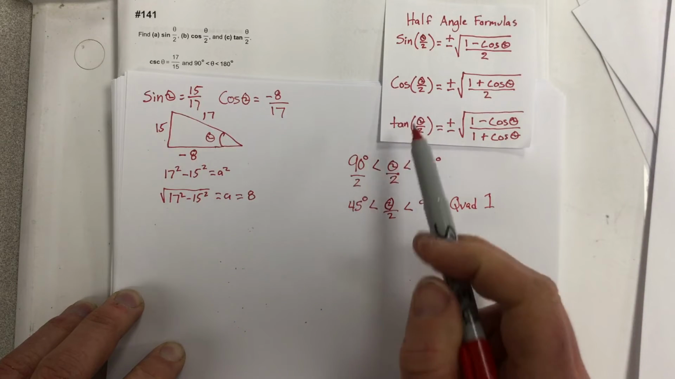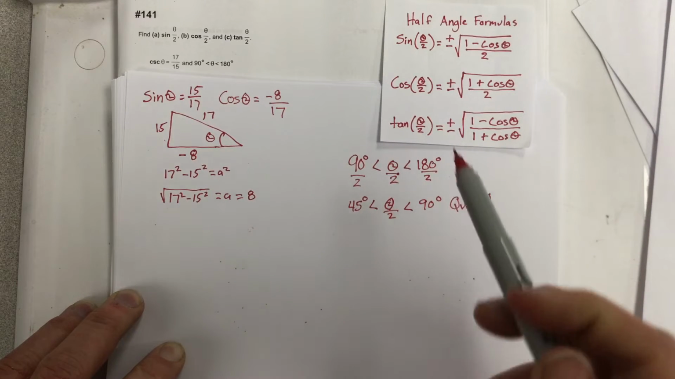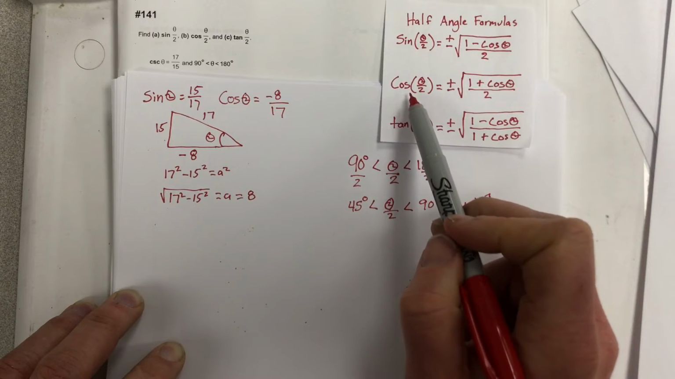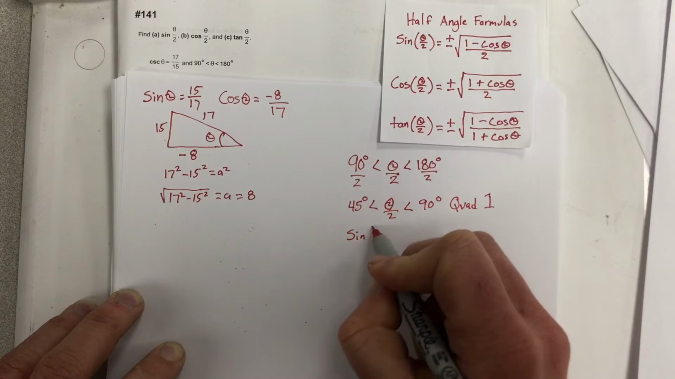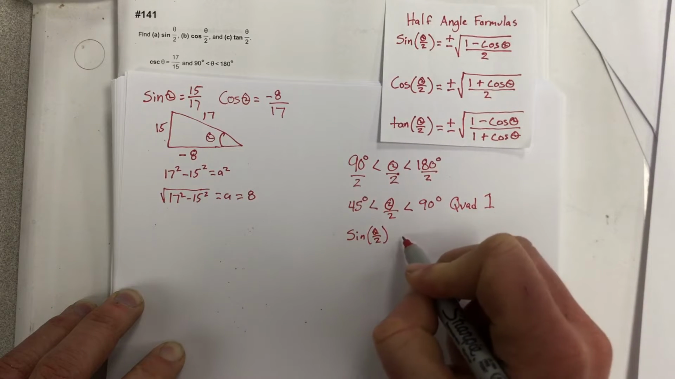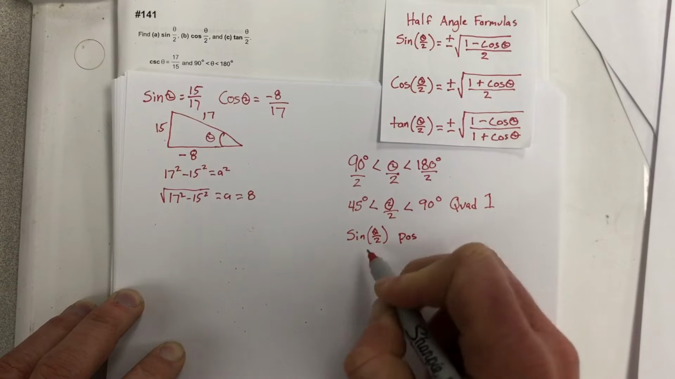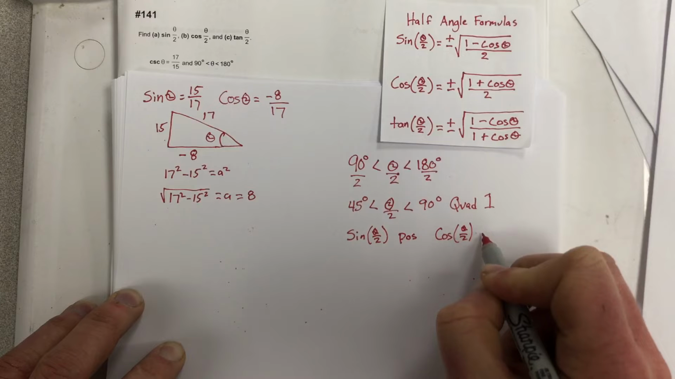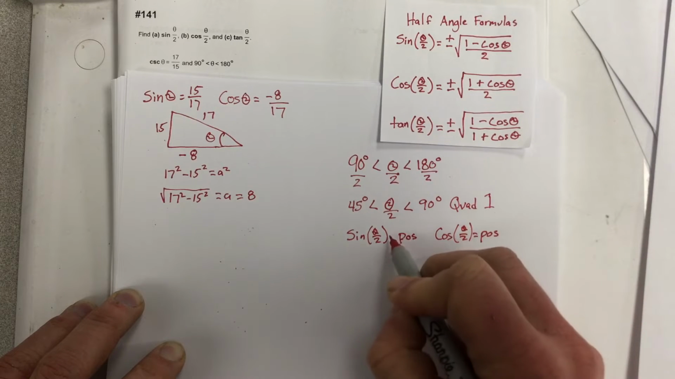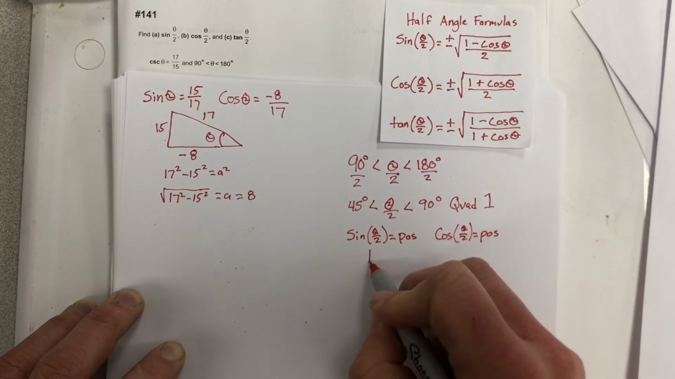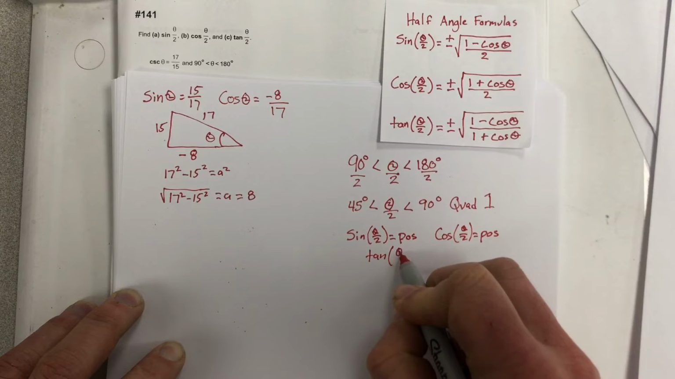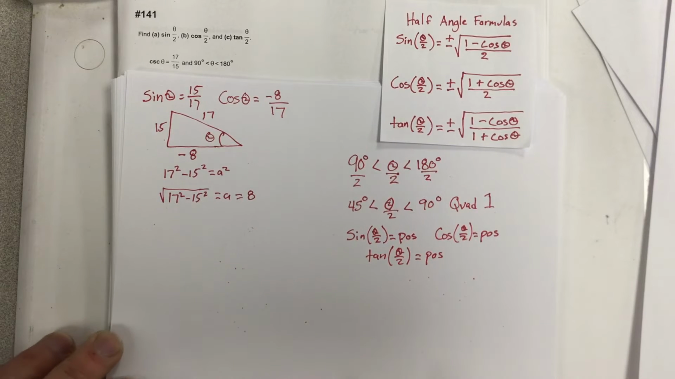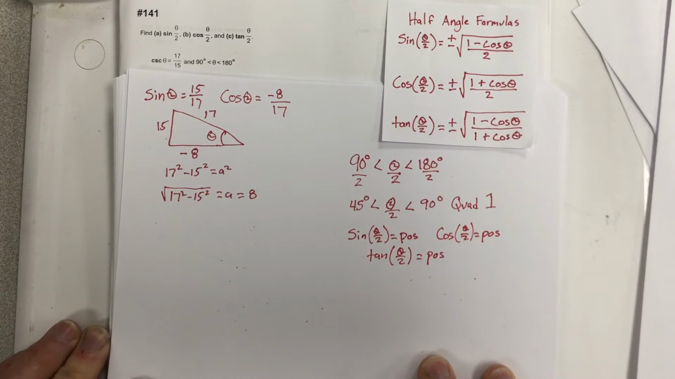So that means our half angle formulas need to be in quadrant 1, which means sine is positive and cosine is positive. So we can say sine theta over 2 is positive, and cosine theta over 2 is positive, which means tangent theta over 2 is also positive. So let's go ahead and evaluate these. I'm going to slide up just a little bit.